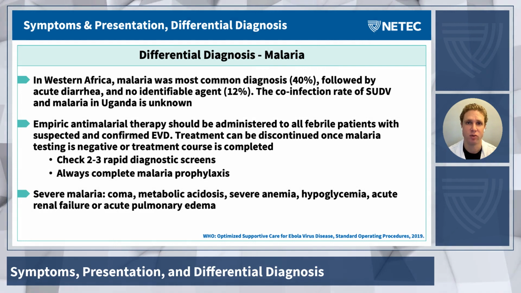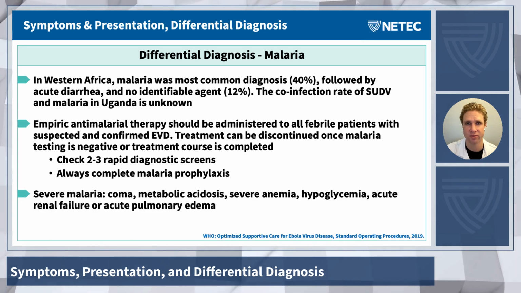Now, the co-infection rate with Sudan Ebolavirus and malaria in Uganda is unknown, but given the high prevalence of malaria, we have to assume it also is quite high. So for these patients who may present, empiric anti-malarial therapy should be administered until malaria is ruled out. And we do this through at least 2 to 3 rapid screens. We also want to make sure that patients complete their malarial prophylaxis, and treatment itself can be discontinued if malaria is negative or that treatment course has been completed. As you can see, severe malarial symptoms truly represent and are almost identical to those you may see in patients with Ebolavirus disease.